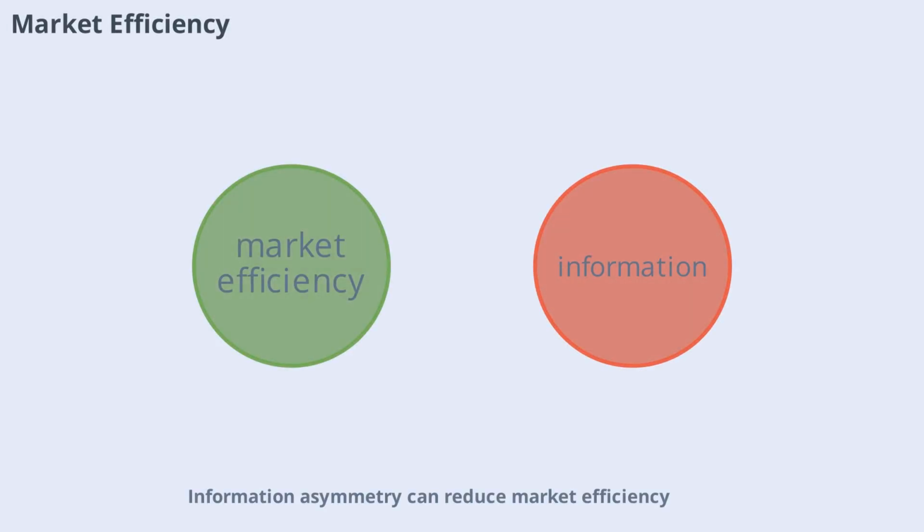Information asymmetry can reduce market efficiency. When some participants have more information, resources may not be allocated to their best use. This can lead to higher prices, lower quality, and even market failure. Efficient markets rely on equal access to information for all participants.